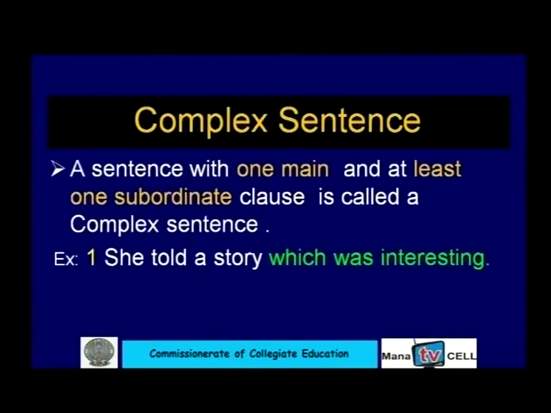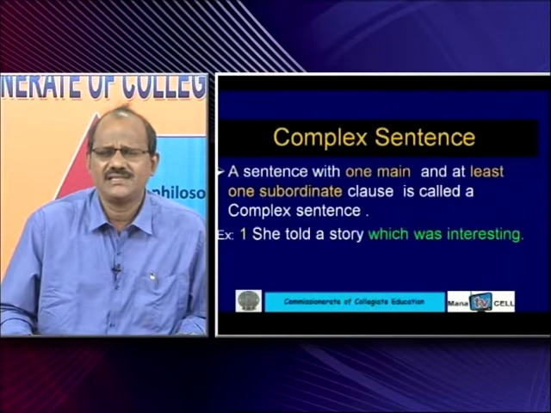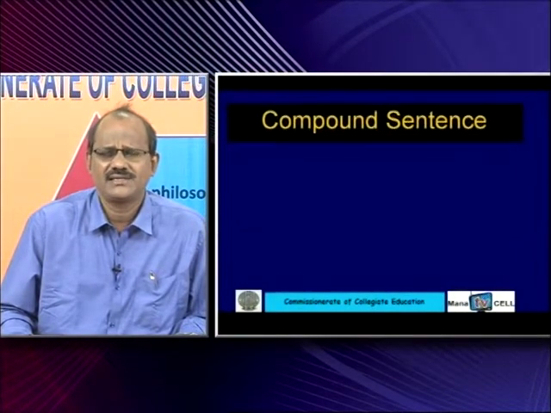What is a complex sentence? A sentence with one main and at least one subordinate clause is called a complex sentence. That is, every complex sentence must have one main clause and at least one subordinate clause. That means there can be more than one subordinate clauses in a complex sentence. For example, she told a story which was interesting. Here, which was interesting is the subordinate clause and she told a story is the main clause.